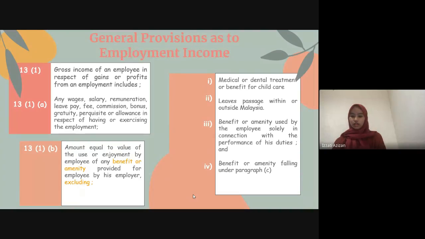Next is a benefit or amenity used by the employee solely in connection with the performance of his duties. For example, if the employer provides a motorcar and petrol, it is regarded as used privately if used for travelling between the office and the employee's home, or kept at the employee's home, and that motorcar can be used by his family or that employee. What is a benefit or amenity falling under paragraph 2?